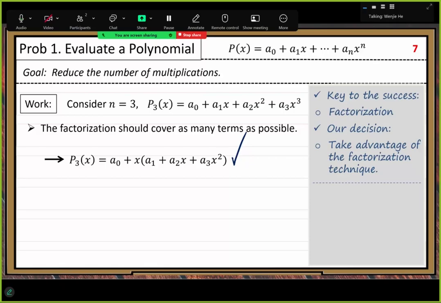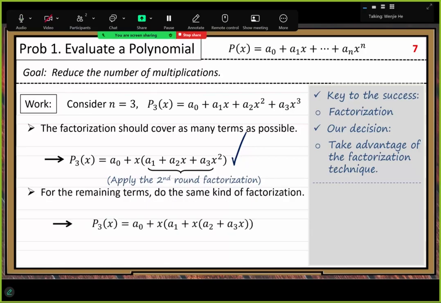How about that? Because factorization is the key to success, whenever we have a chance, we should apply factorization. Whenever you see some chance, you should apply factorization as much as you can. Now we can apply another round, the second round of factorization, and we get this result.